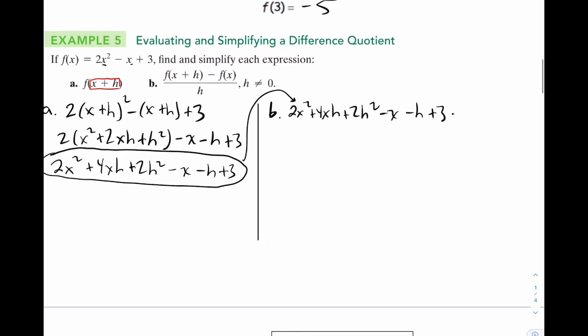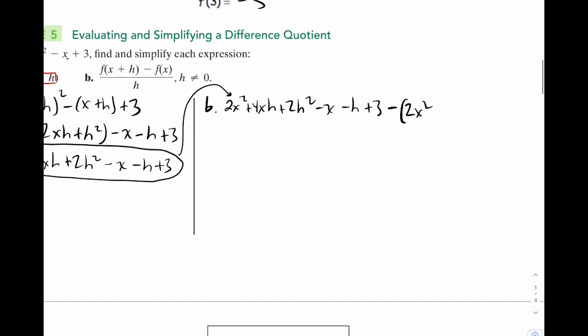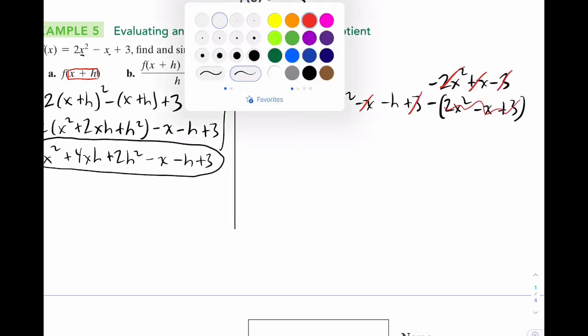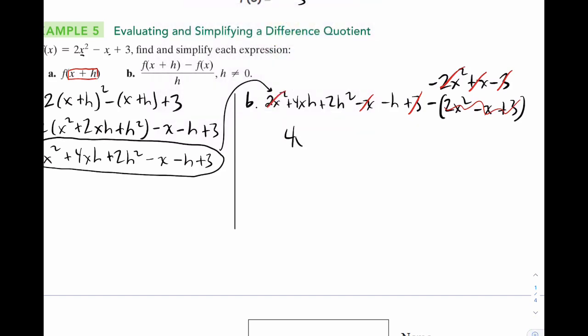And this is the part people make mistakes. When you subtract the original function, you subtract the quantity. So subtract the whole thing. 2x squared minus x plus 3. That's important. And this is all over h, but let's reduce the algebra first. If you do it properly, a bunch of things should cancel out. So if I distribute that negative, I get -2x squared plus x minus 3. Notice how the 2x squared cancels out, this x cancels out, and the 3 cancels out. So all these things get knocked out. So we're left with 4xh plus 2h squared minus h all over h.